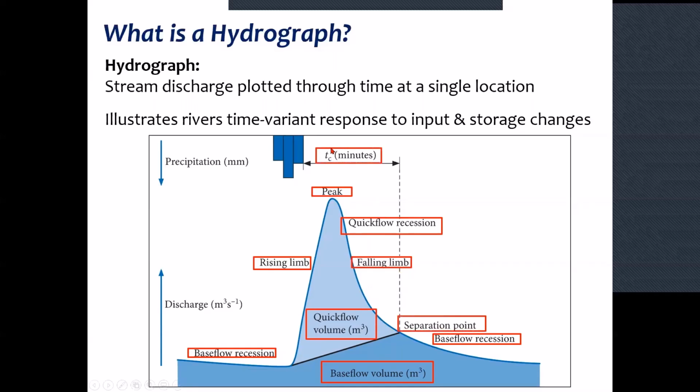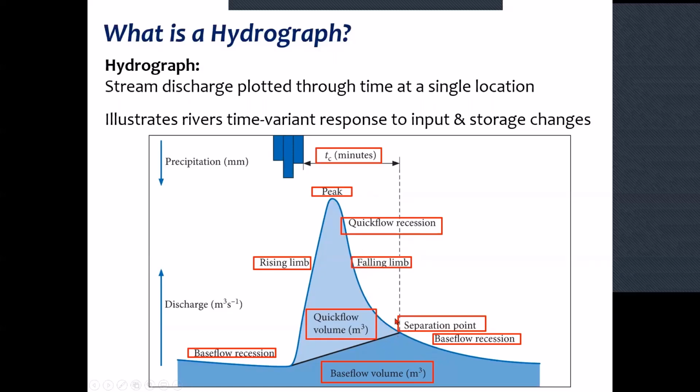Okay. And then there's this other concept known as the time of concentration. That represents the time from the end of the rainfall, so the end of rainfall input, to the end of quick flow. And so then we've got this separation point between quick flow and base flow. Now you've got to understand, this is one particular conceptualization of what a hydrograph should be. There are other types of conceptualizations, but this one's fairly universal.